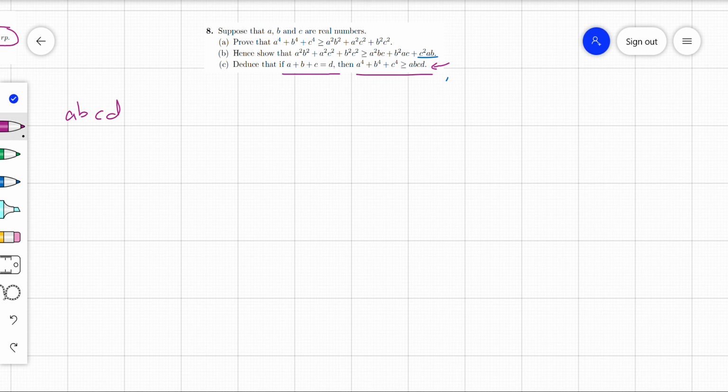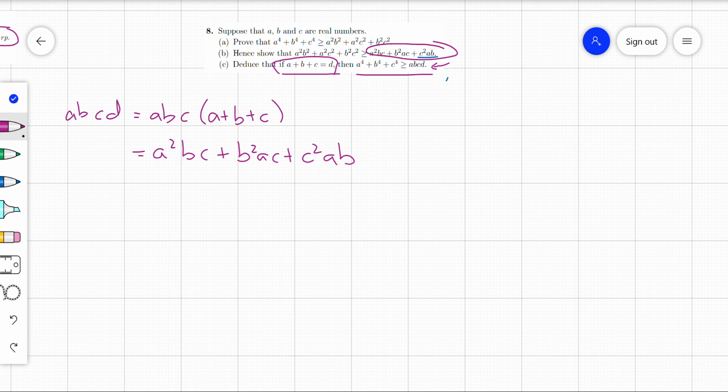So ABCD, let's use what they give us. Let's change that to ABC, and D would be A plus B plus C. That would be ABCD. So we've got A squared BC, we've got B squared AC, and C squared AB. Aha, that comes from here, doesn't it? From part B. So let's put a little thing here. So we know ABCD is equal to that.